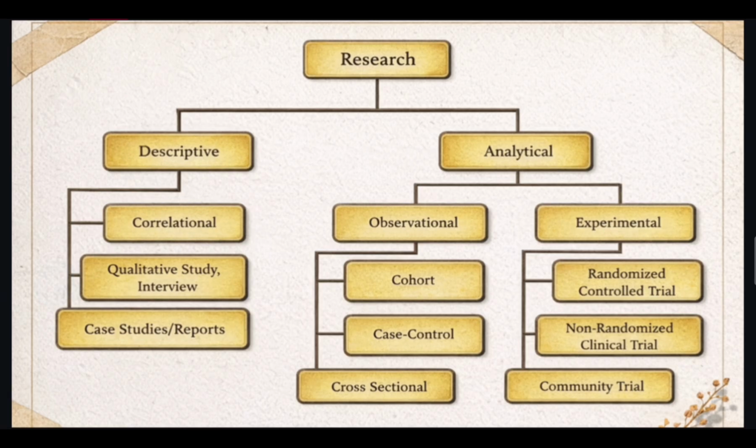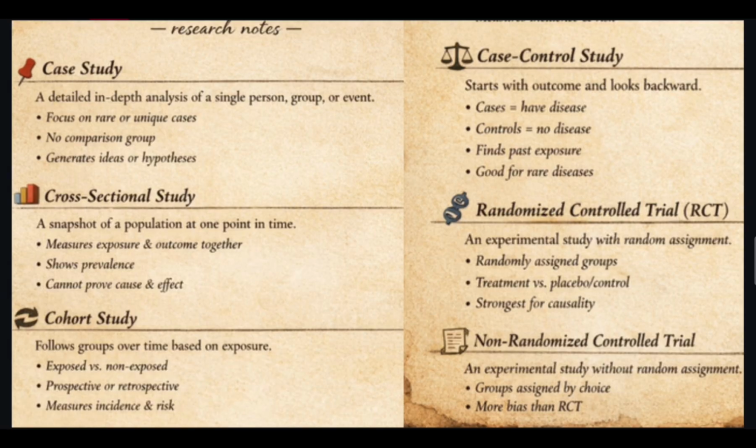And then analytical, we have observational and experimental. In the observational, we have the cohort, case control, and the cross-sectional. And these are the definitions. Cross-sectional is basically a snapshot of a population at any point of time, and it's mostly showing the prevalence rather than directly a cause and effect. For the cause and effect, there are other researches to do.